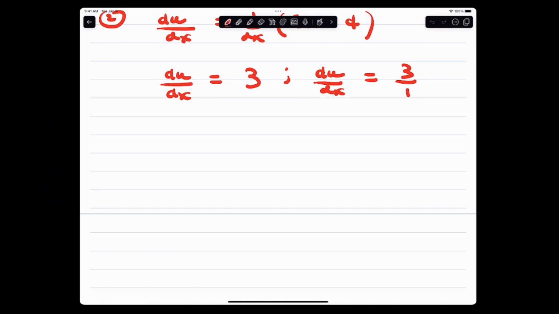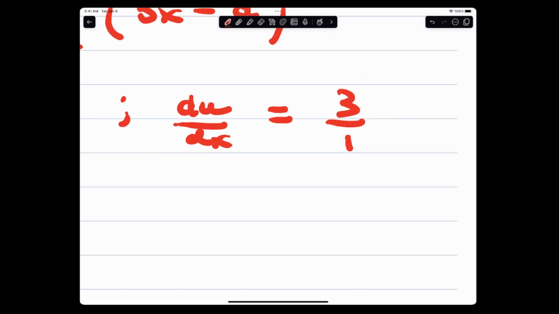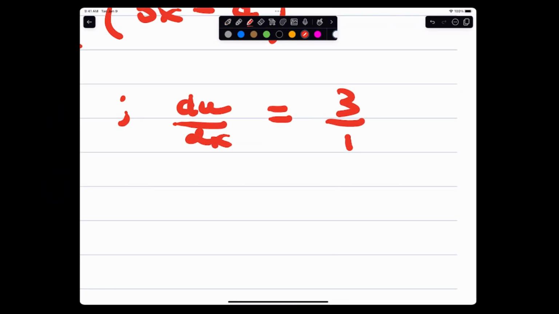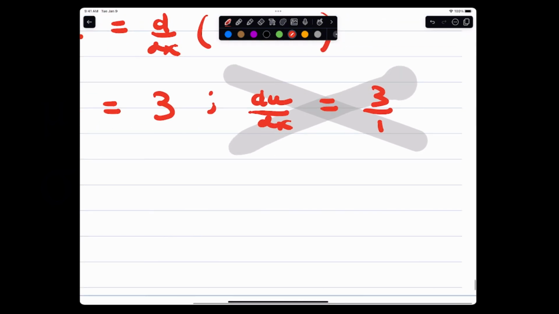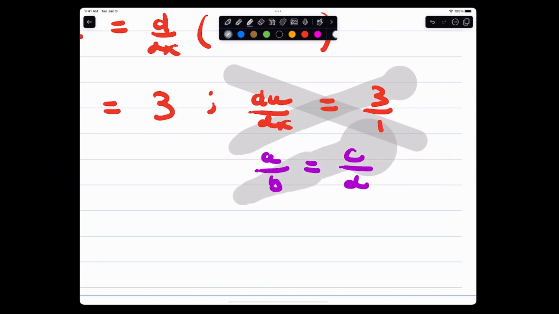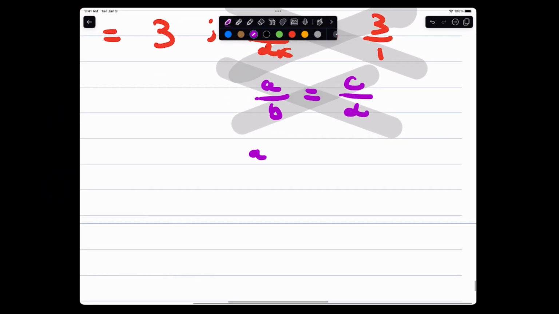Now, how do I solve for dx here? What you guys see here is a proportion. How do you solve a proportion? Don't you cross multiply? You guys remember what I'm talking about? Like if you had A over B is C over D, when you cross multiply, what do you end up getting? AD equals BC.